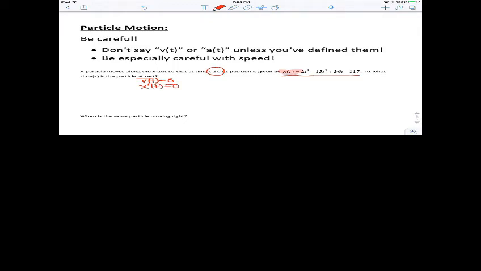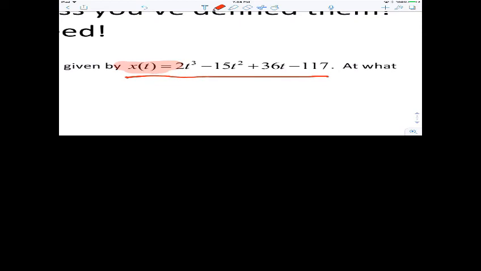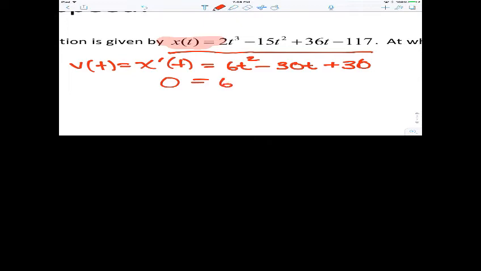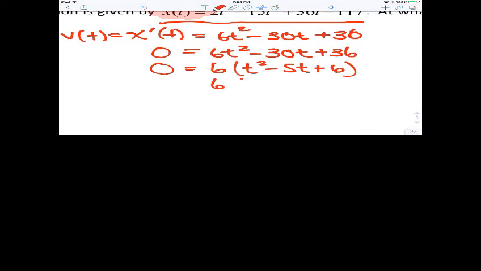So what I'm going to do is find the velocity, set it equal to 0, and solve. This is my position. Velocity will be the first derivative of that, so that will be 6t minus t squared minus 30t plus 36. That's my velocity function. If you really desperately want to use v of t here, throw that out front and then you can define it that way. Now we want to see where this equals 0. We are really looking for critical points here, but we're going to find where that velocity is 0. It's quadratic, so I can factor out a 6. I'm left with t squared minus 5t plus 6. This is factorable, so t minus 3, t minus 2.